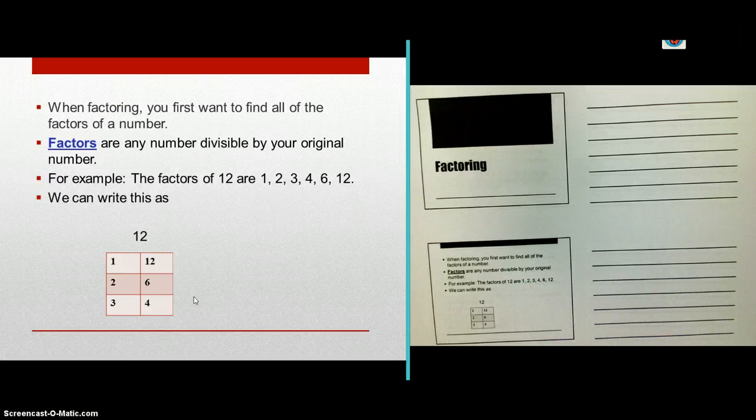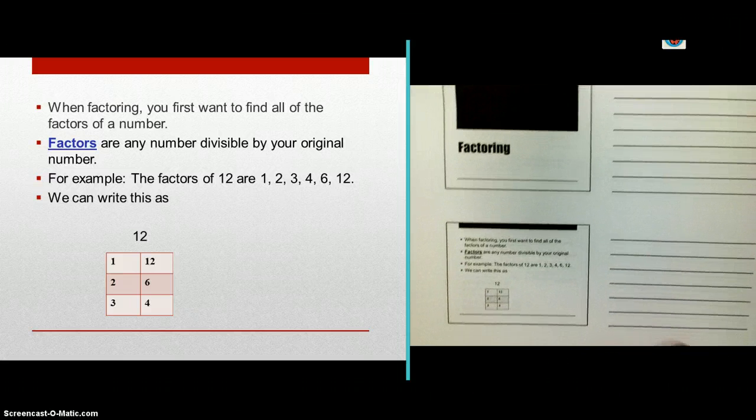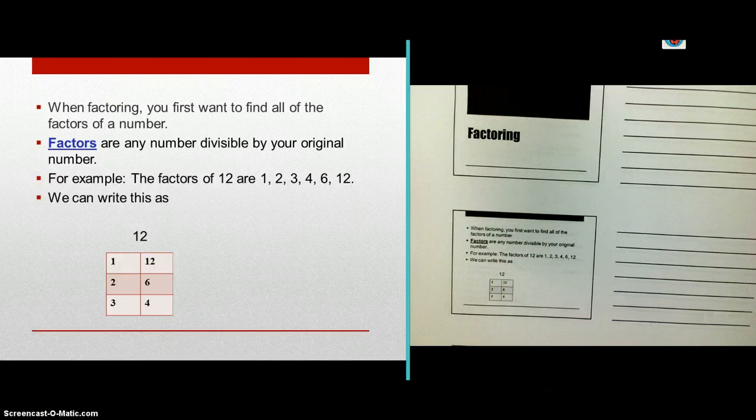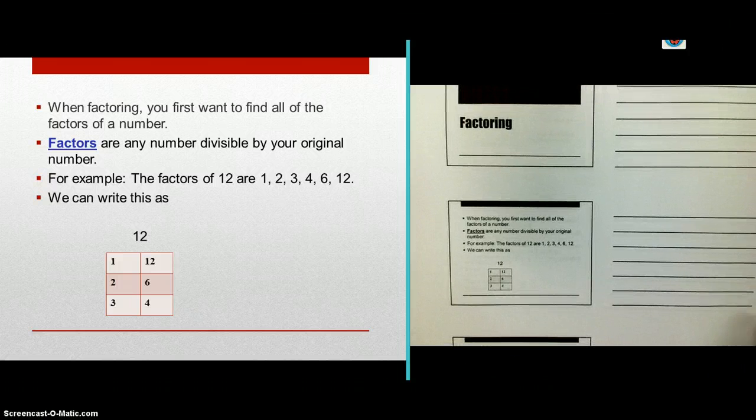When factoring, you first want to find all of the factors of a number. Factors are any number divisible by your original number. For example, the factors of 12 are 1, 2, 3, 4, 6, and 12.